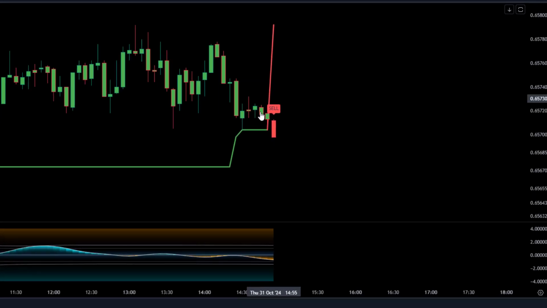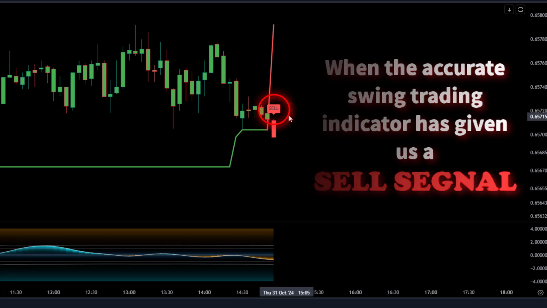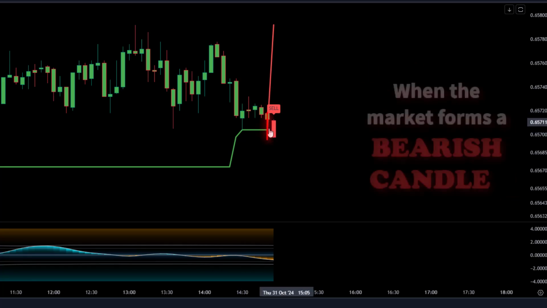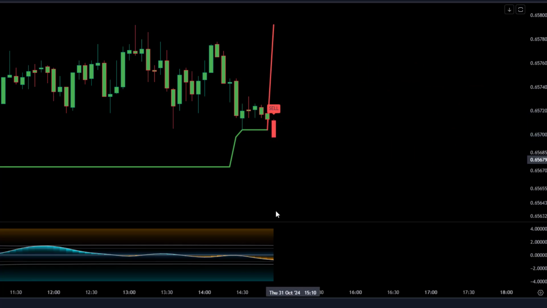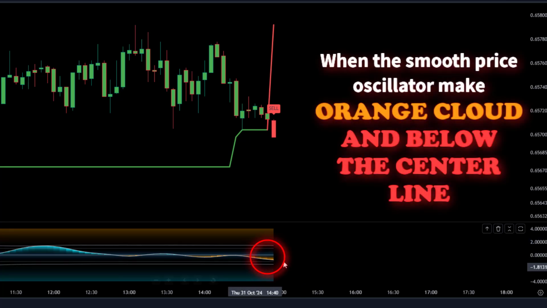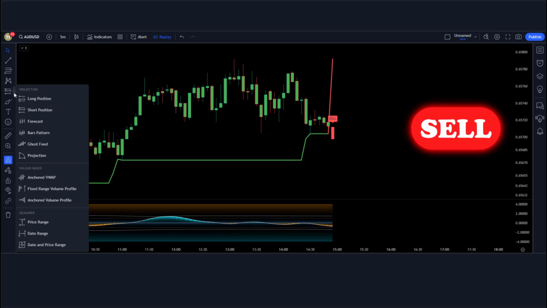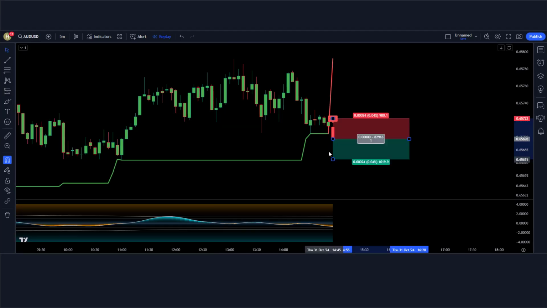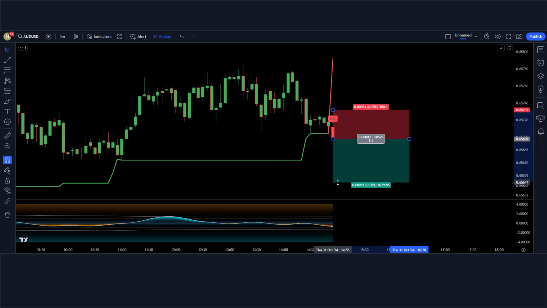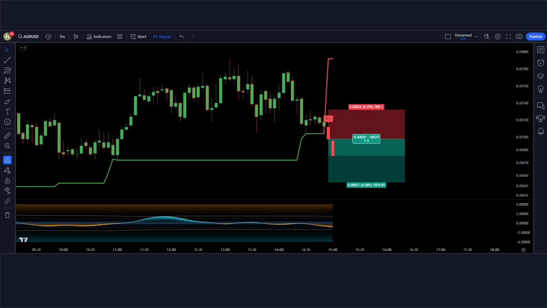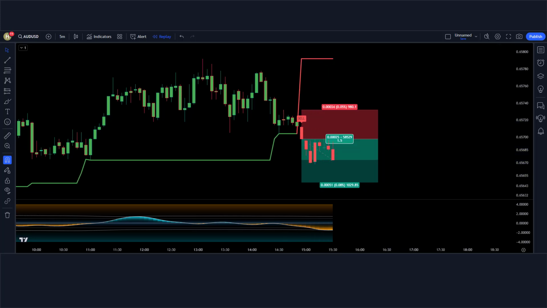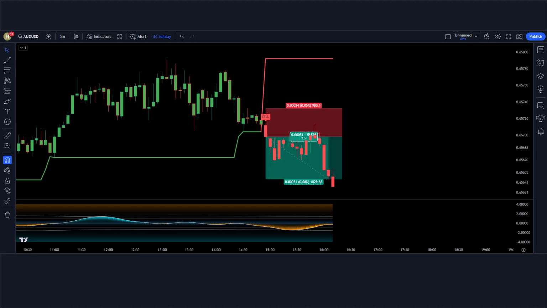Now, let's understand the concept where we will take buy and sell trades based on their conditions. When the accurate swing trading indicator has given us a sell signal, when the market has formed a bearish candle, when the smooth price oscillator makes orange cloud and is below the center line, if this condition is fulfilled, then we will place sell order. Our stop loss will be placed at the current market's higher level, and the risk to reward ratio will be 1:1.5. The market has completely hit the target.